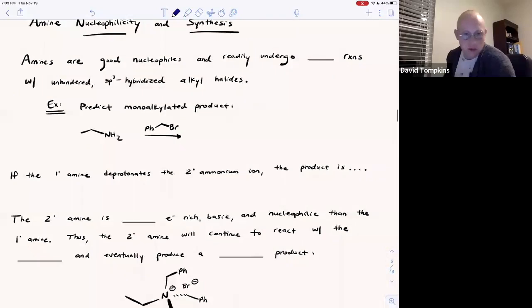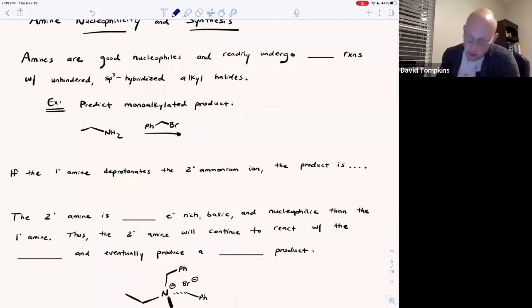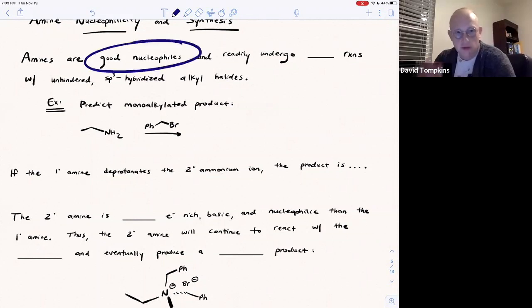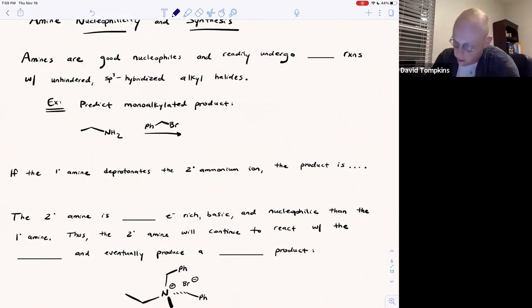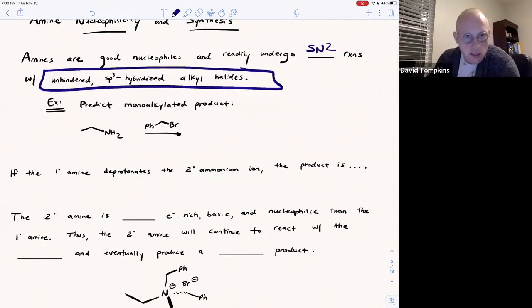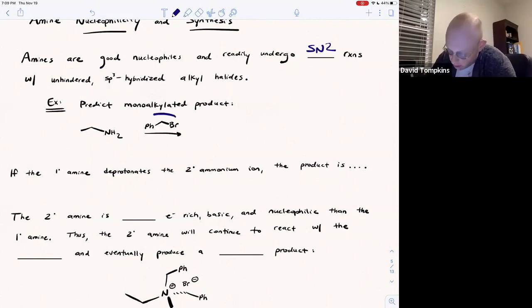So let's move on now to start talking about the reactions of amines. And I'll start with a reaction that's pretty bad or does not give the desired product. So amines are good nucleophiles, and we know that good nucleophiles readily undergo SN2 reactions as long as we're treating them with alkyl halides that are sp3 hybridized and unhindered. And a great alkyl halide for SN2 is benzyl bromide.